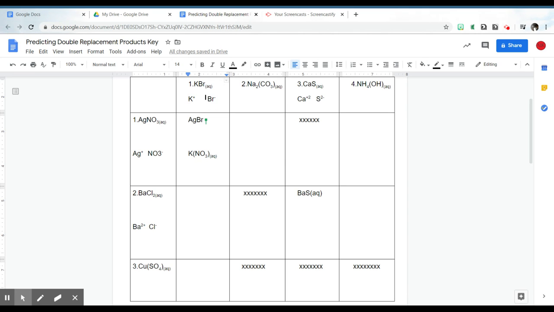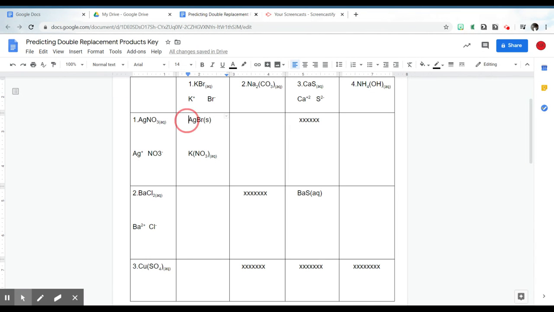Okay, so silver is not going to dance with nitrate anymore. Silver is going to switch with potassium, and silver is now going to be dancing with bromine. So now I need to check, is bromine soluble? It is soluble. And then I need to check its partner. Is silver an exception? Silver is an exception, so this will be an insoluble compound. And we put S, and that will be our solid precipitate.